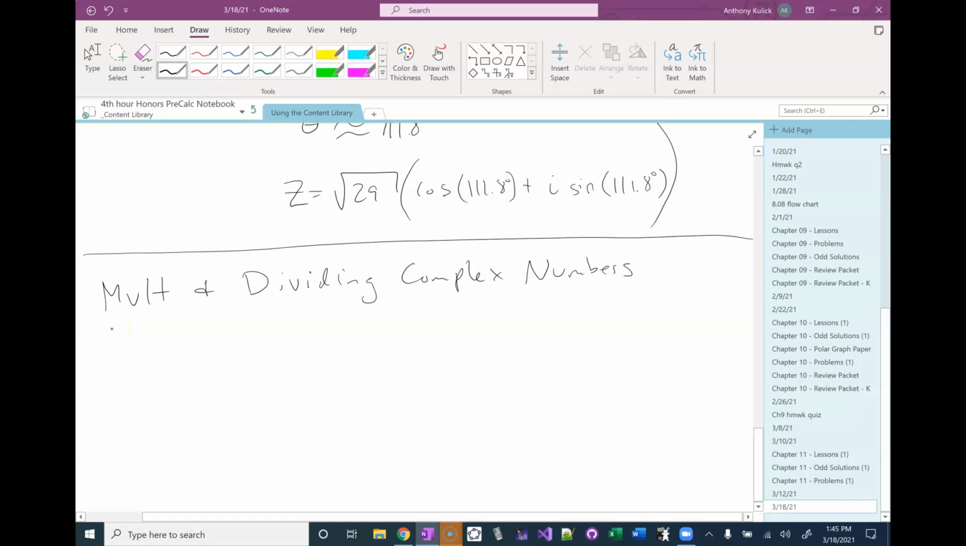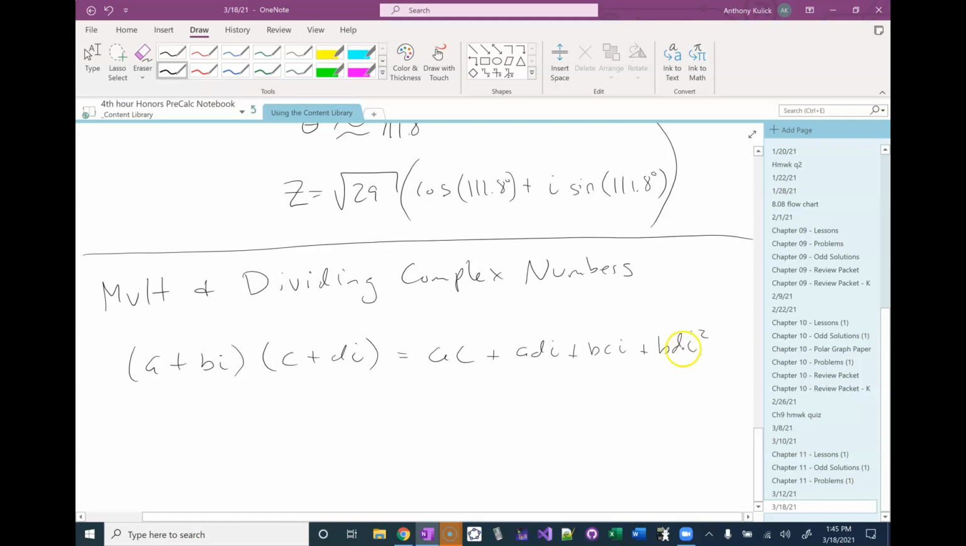So if we are in the standard form, I just have a plus bi times c plus di, what do you suppose you'd want to do here? FOIL, right? Do exactly what it looks like. So you get ac plus adi plus bci plus bdi squared.